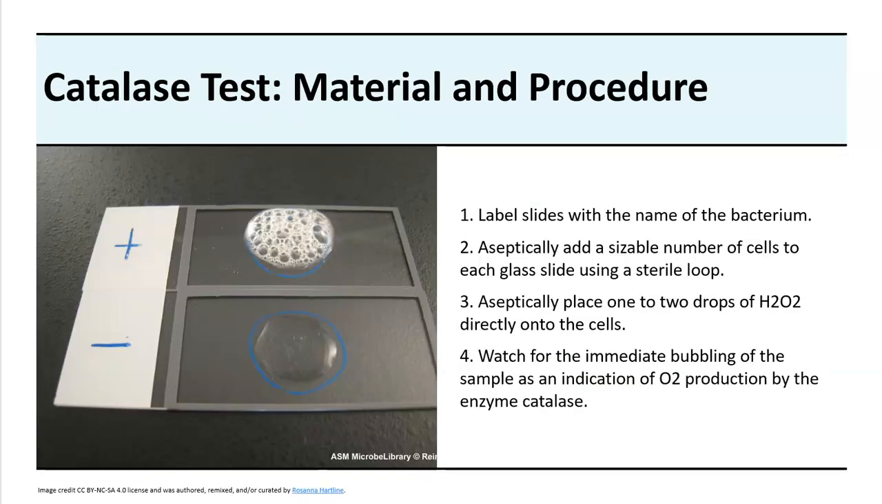In order to do a catalase test, it is actually quite simple. All you have to do is add a sample of bacteria to a clear microscope slide, and then to that sample of bacteria, you add a drop of hydrogen peroxide. And if the hydrogen peroxide bubbles, like what we see here, that is a positive reaction.